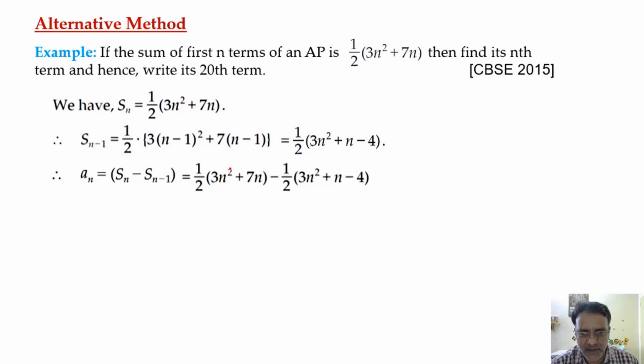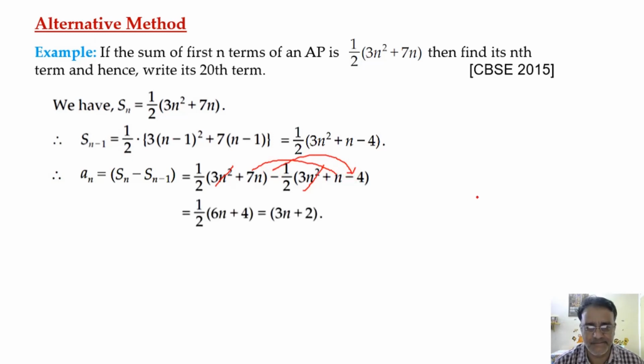Okay, look again here. If you take half common, this 2 will be cancelled, and this will become 7n minus n, 6n, and this will become plus because of this minus sign. So we'll get half into 6n plus 4, that is 3n plus 2. So this is the nth term. Okay, the problem looks very small, but students make mistakes here. Many students will make mistakes here.